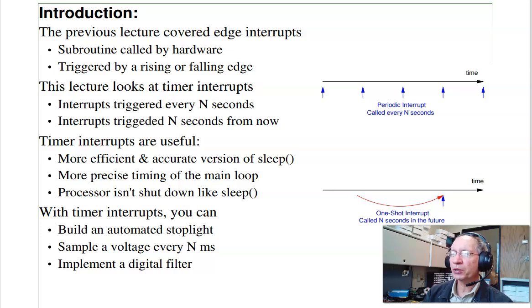Now, timer interrupts are also useful. They can make your code more efficient and accurate, basically a more efficient and accurate version of the sleep command. You can have more precise timing in the main loop, and your processor isn't shut down like the sleep command. It can be doing other things while you're waiting for that much time to elapse. And with timer interrupts, you can build an automated stoplight, you can sample voltage every n milliseconds, or implement a digital filter. So we'll look at all those during this lecture.